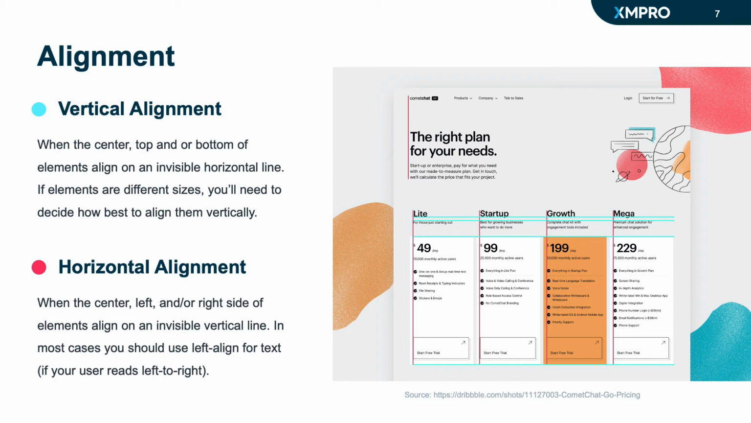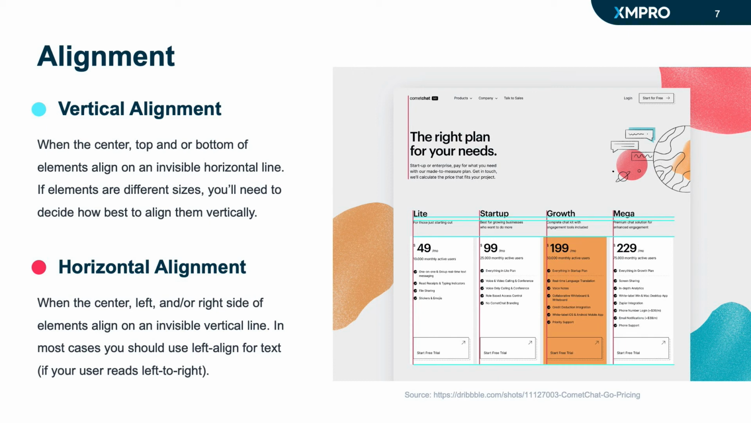So let's look at vertical alignment. You'll see that there are some bright teal lines that I've added to the design on the right. The words light, startup, growth, and mega are all aligned at the bottom of the text, or what is called the baseline. The paragraphs just under those titles, which say for those just starting out and best for growing businesses, those are aligned at the top, or what is called the ascender. You'll also see that the cards align at the top and at the bottom, and they're all exactly the same height.